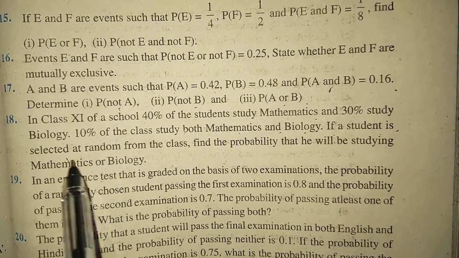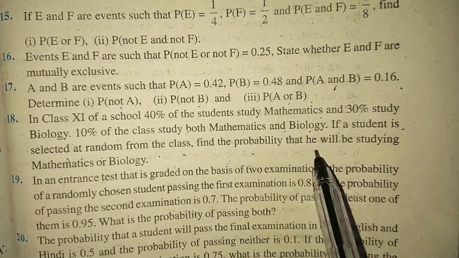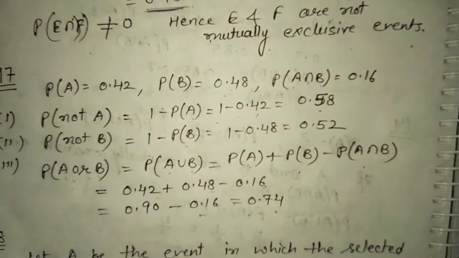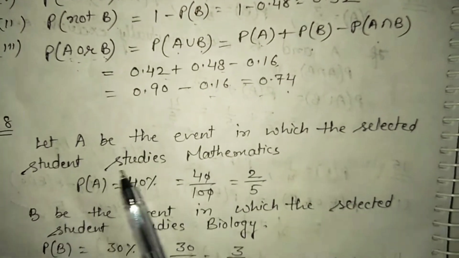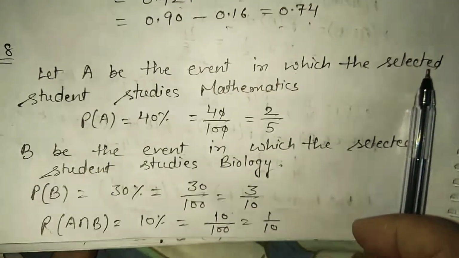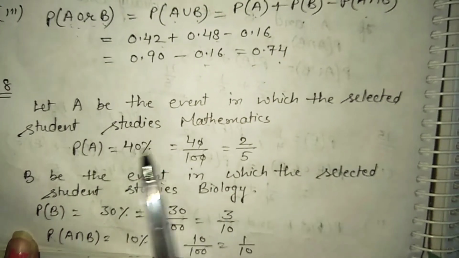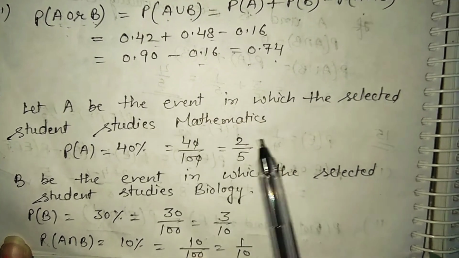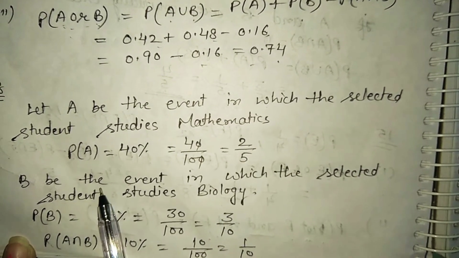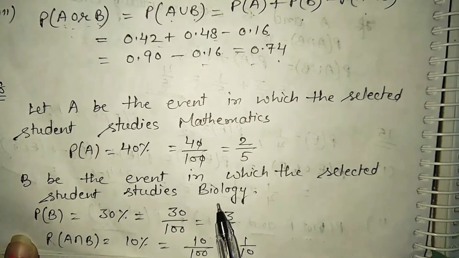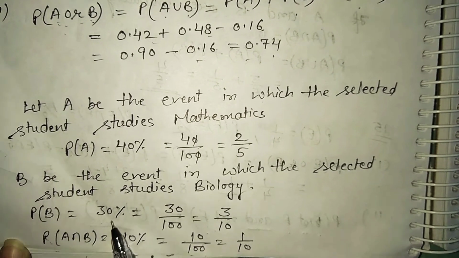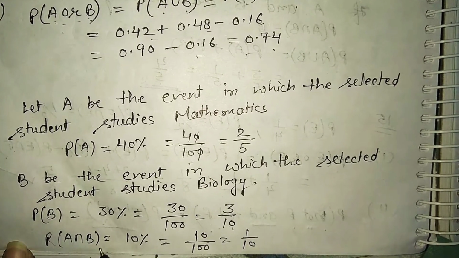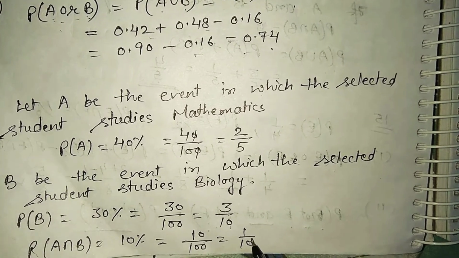If a student is selected at random from the class, find the probability that he will be studying mathematics or biology. So in this case, we will take A be the event in which the selected student studies mathematics. So 40% are there. What is P(A)? 40% means 40 upon 100, favorable upon total. So that is 2 by 5. Let B be the event in which the selected student studies biology. So P(B) is equal to 30%, means 30 upon 100, that is 3 upon 10. And P(A intersection B) is 10%. So this is 1 by 10.